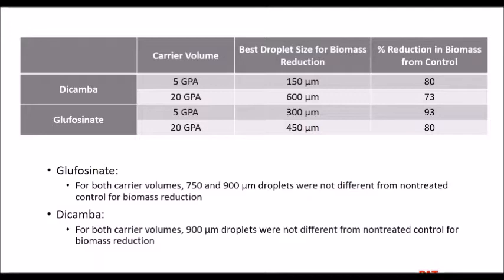And when we dug into this, what we found is that we see different optimum droplet sizes for both the glufosinate and the dicamba based on the GPA. In this particular study, what we're seeing is that the optimum droplet size for the dicamba application at 5 gallons per acre was the 150 micron treatment. At 20 gallons per acre, the optimum droplet size was 600 microns. Whereas for the glufosinate at 5 gallons per acre, the 300 micron treatment seemed to optimize efficacy. And at 20 gallons per acre, the 450 micron droplet seemed to optimize efficacy. And we'll talk about why we think that happened in a moment.